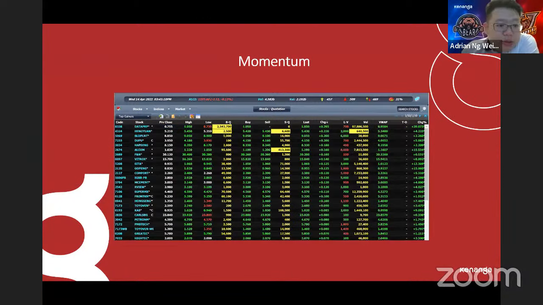Then the next one is top gainers. Something to refer to, a quick one. Why do we refer to these two? Because you can have a quick gist of what is happening in the market. What's hot? Why? Let me give you an example.